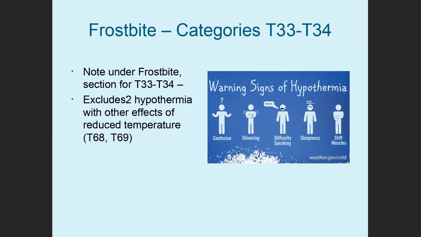Now, a note under codes for frostbite has an excludes 2 note. Remember that excludes 2 means that if documented, 2 codes can be reported. So excludes 2 hypothermia with other effects of reduced temperature. It refers you to T68 and T69. So let's take a little look at what those are.